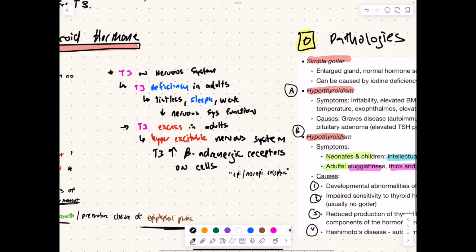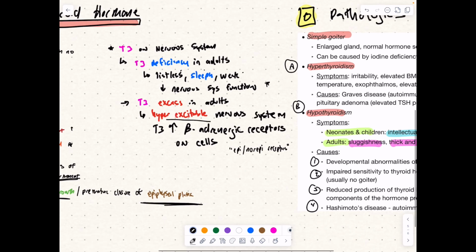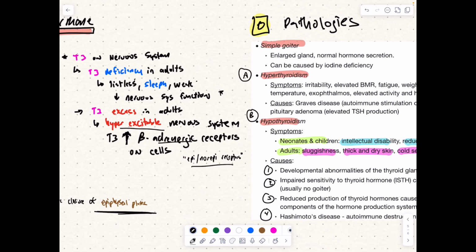Okay, T3 on the nervous system. If you have a deficiency in adults, you're going to be sleepy, listless, weak. It's a decrease in nervous system function. If you have an excess, you have a hyper-excitable nervous system. You're increasing T3. One of the things we said at the very beginning was it increases the epinephrine receptors, so increases sensitivity to beta-adrenergic receptors.